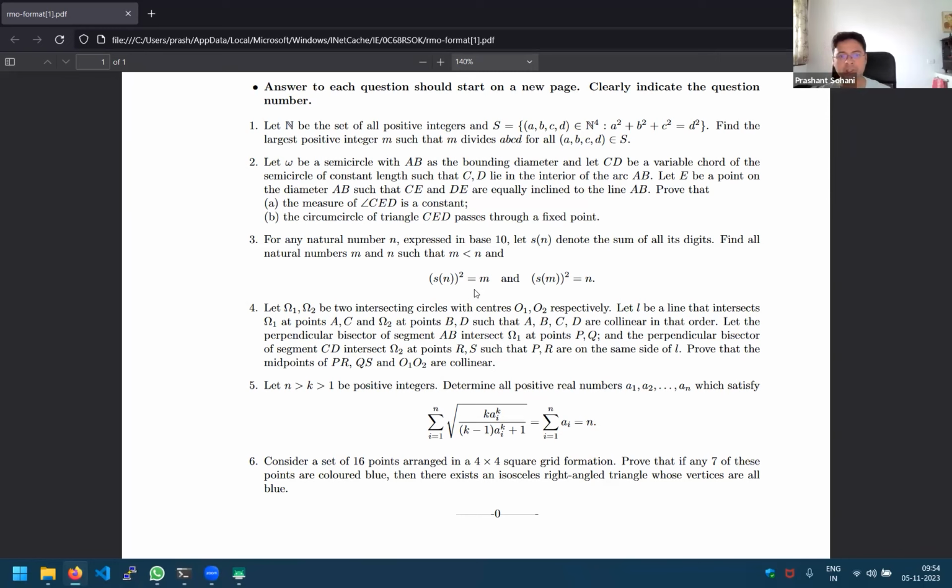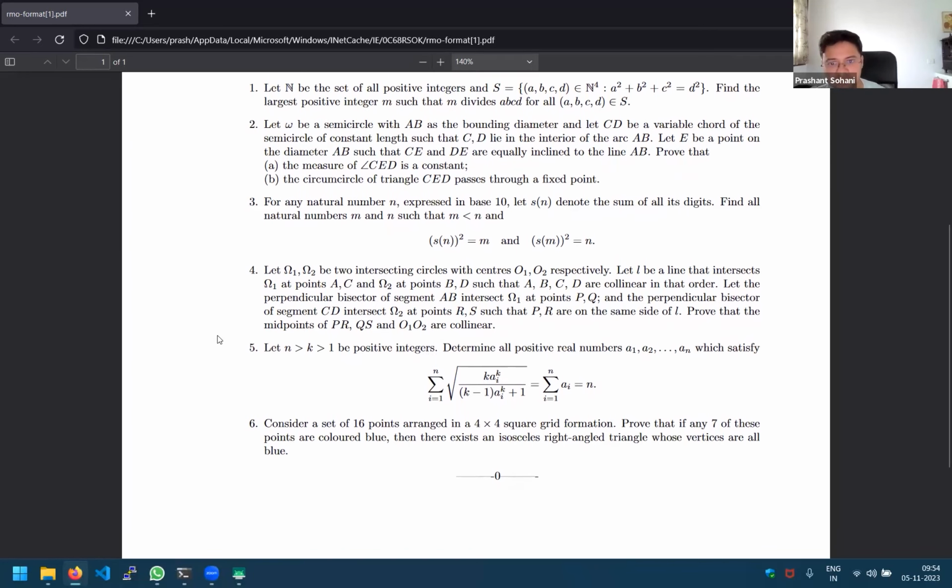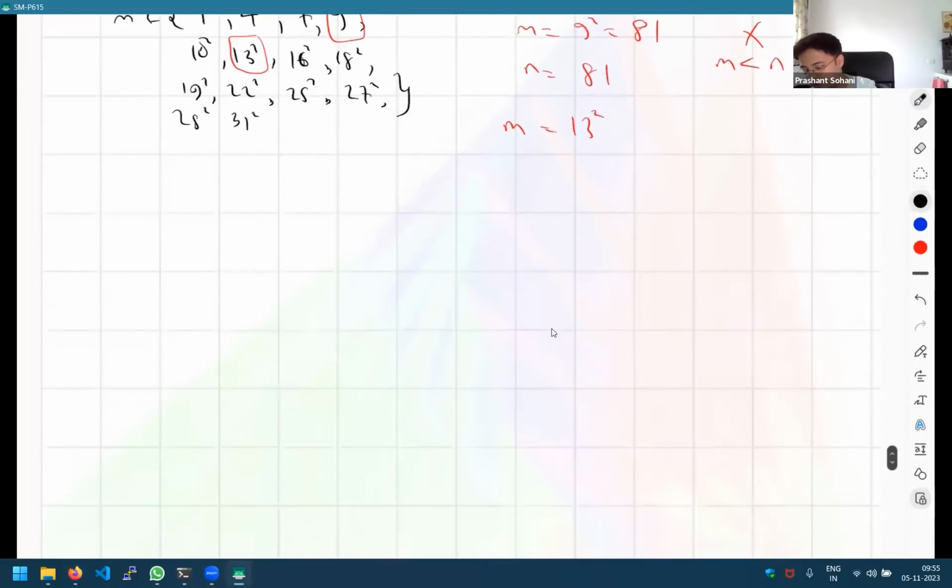Okay, so that was question 3. Then coming to question 4. Anybody who has solved this? Okay, it's Nandini. One minute, let me just draw the diagram.